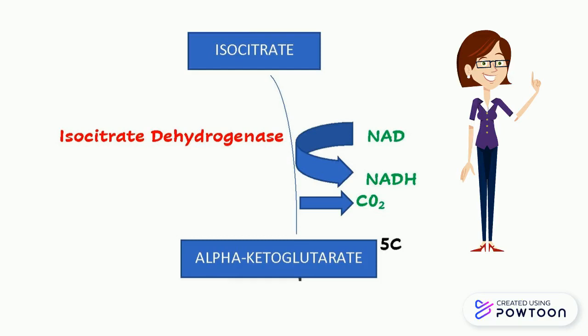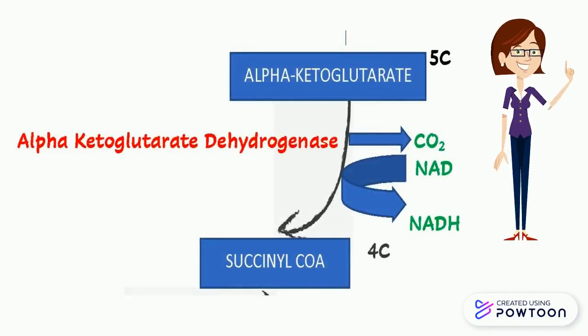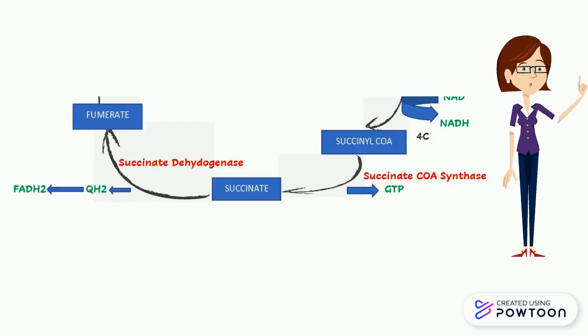So alpha-ketoglutarate is a 5-carbon compound, since one carbon is lost as carbon dioxide. Next, alpha-ketoglutarate is converted into succinyl-CoA by the enzyme alpha-ketoglutarate dehydrogenase. In this reaction, also, NAD is reduced to NADH and a molecule of CO2 is generated. Hence, succinyl-CoA is a 4-carbon compound. Now, succinyl-CoA is converted into succinate by the enzyme succinyl-CoA synthase. In this reaction, a molecule of GTP is generated.